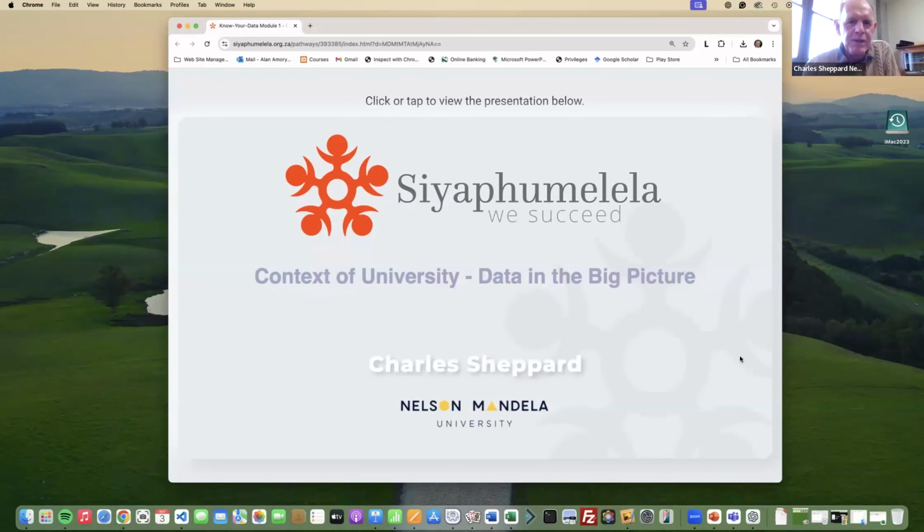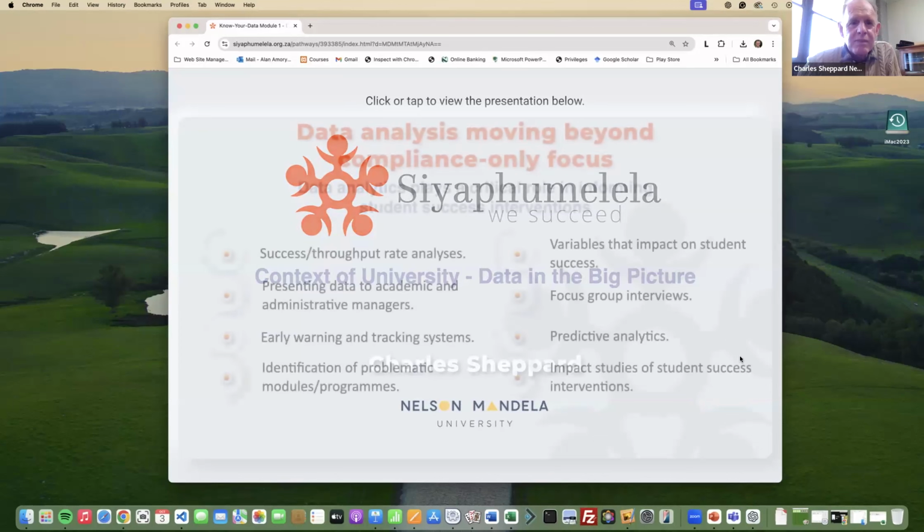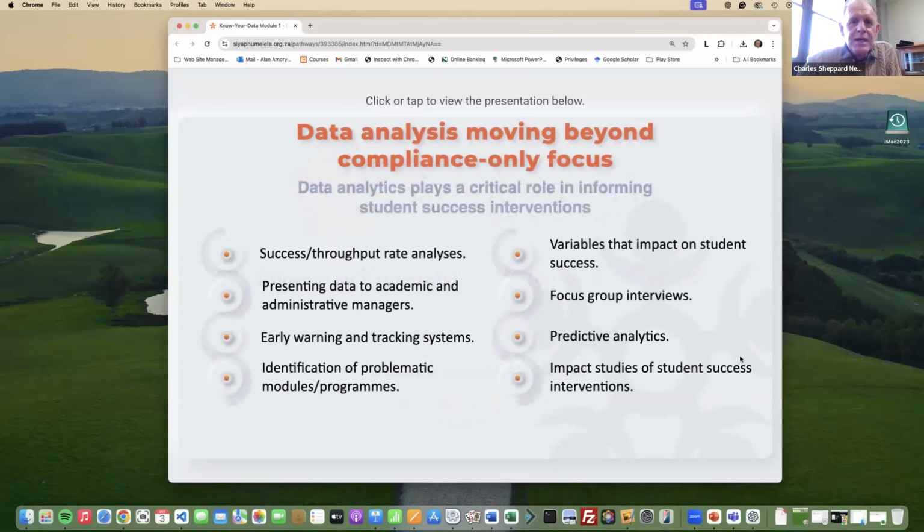Okay, I'm going to talk about the context of university, the data in the big picture. Data analysis is moving beyond a compliance-only focus. Data analytics plays a critical role in informing student success interventions. We all know that we do success rate and throughput rate analyses. We often have to present data to academics and administrative managers for planning purposes, for decision making, and also to identify problematic areas. Some of our institutions have developed early warning and tracking systems.